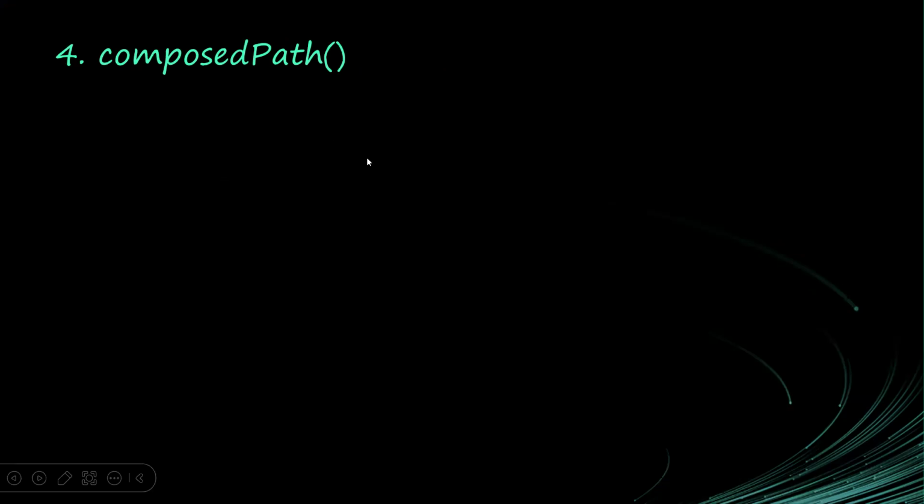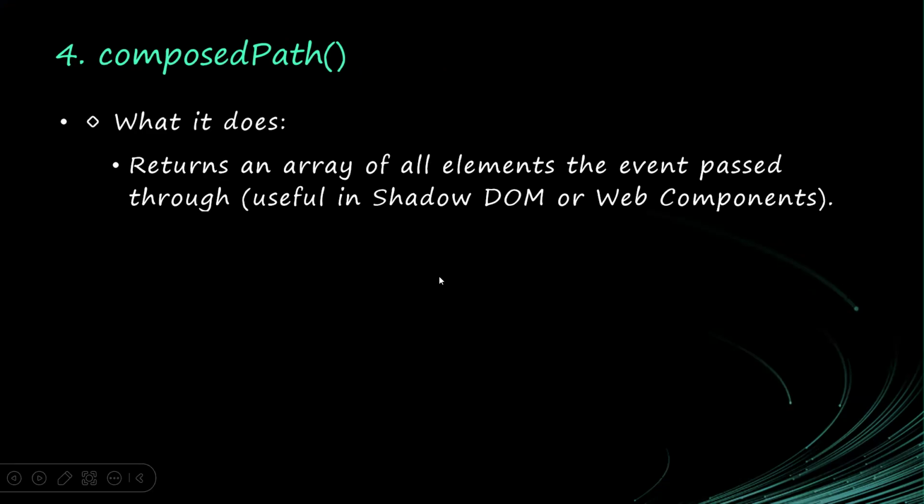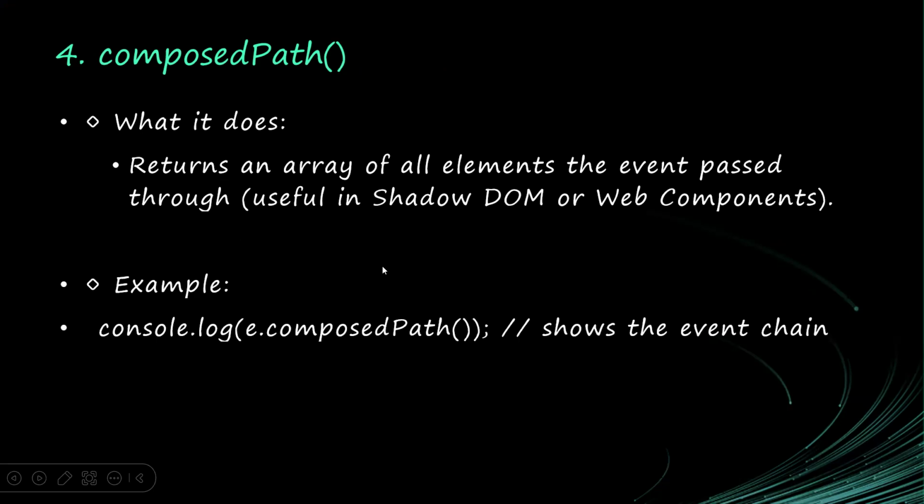The composedPath, all right, is another method. It will return an array of all the elements the event passed through. Remember, when an event propagates, it will capture from the window object down to the target element, and it will bubble back. So if we try to call this composedPath, let's see what it's going to give us.